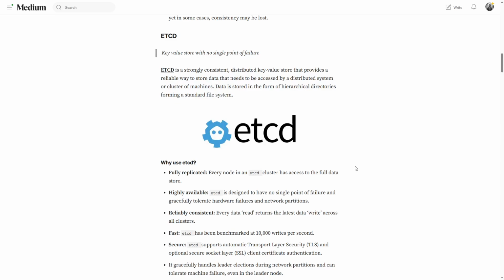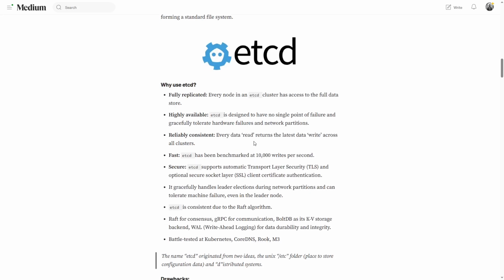Let's look at another key value store available for us to use, which is etcd. And etcd is a very strongly consistent distributed key value store that provides a reliable way for us to store data that needs to be accessed by a distributed system. It is actually the backbone of the Kubernetes control plane itself. The Kubernetes control plane stores all the configuration in the etcd database.